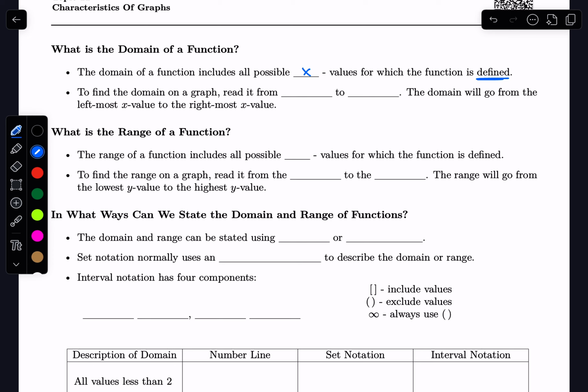The range of a function includes all possible y values for which the function is defined. So now we're talking about the outputs, or how high and low it goes. To find the range on a graph, we're going to read it from bottom to top. The range will go from the lowest y value to the highest y value.